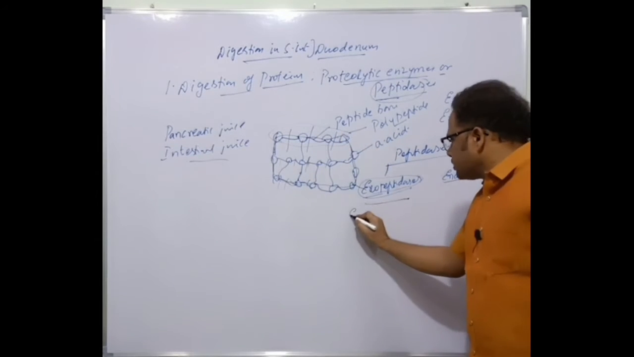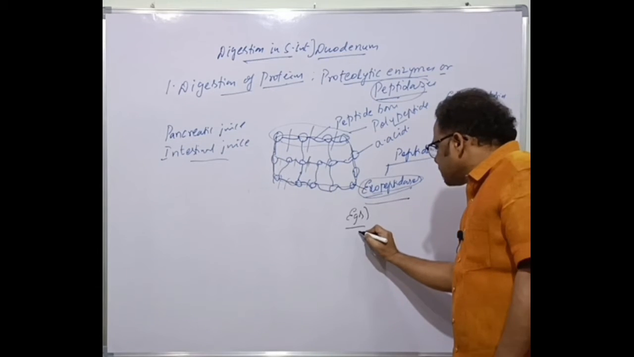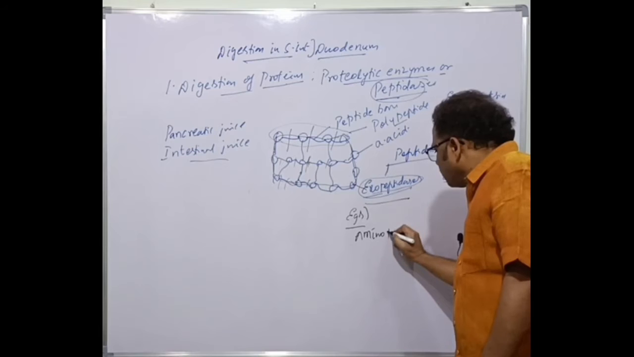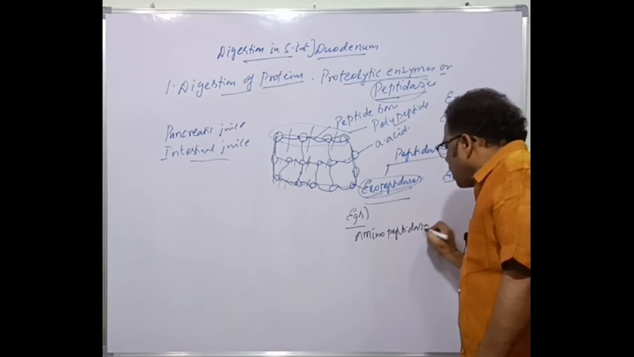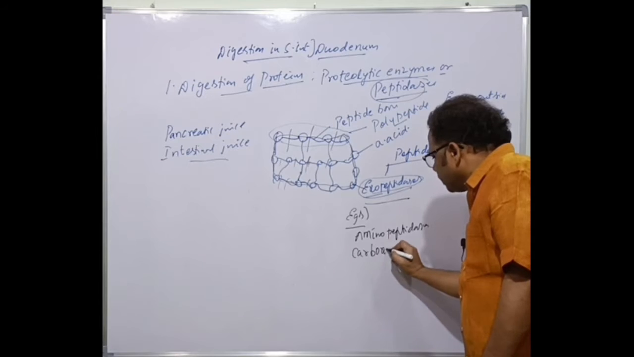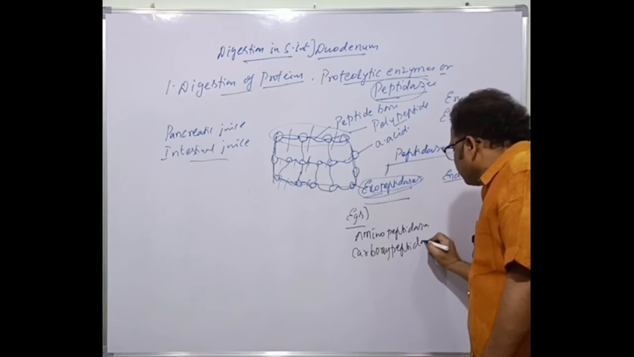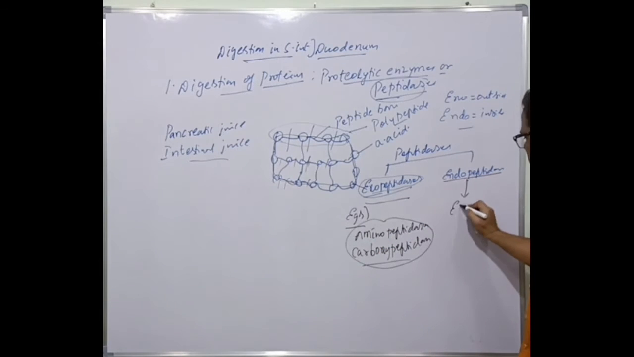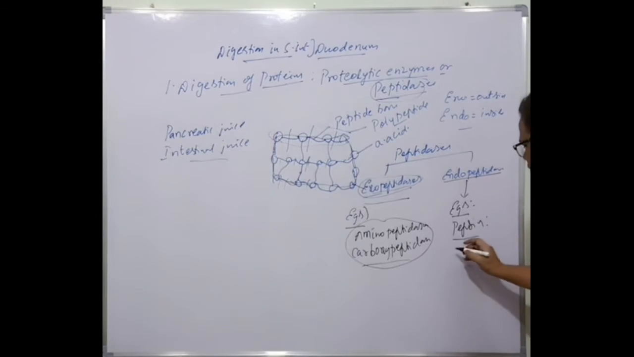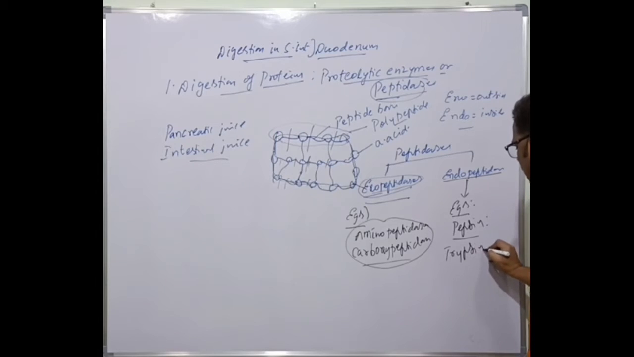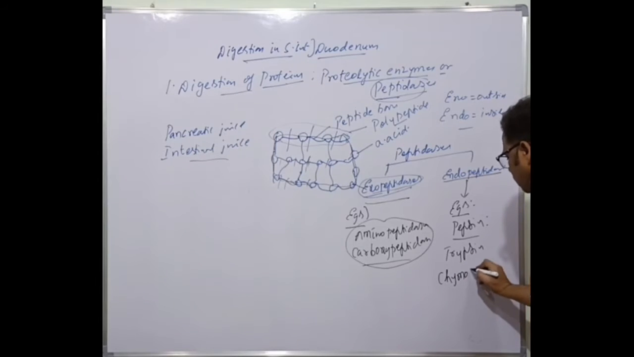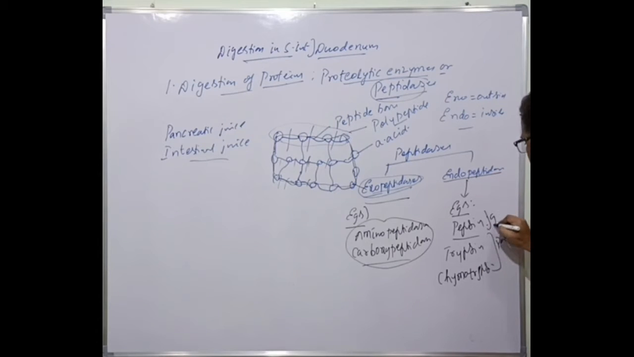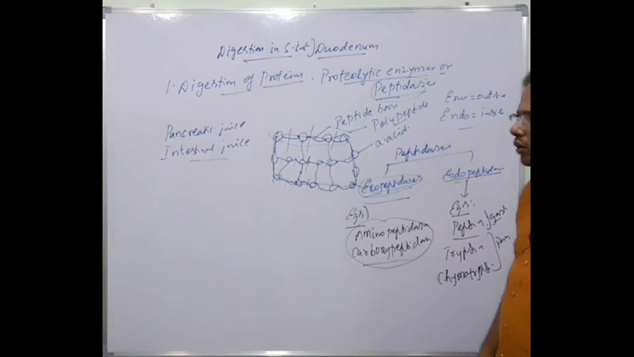Now the examples of exopeptidases: one is aminopeptidases, and carboxypeptidases. These are very good examples of exopeptidases. Next is endopeptidases. Examples: pepsin of gastric juice, and trypsin and chymotrypsin of pancreatic juice. These are the examples of endopeptidases.